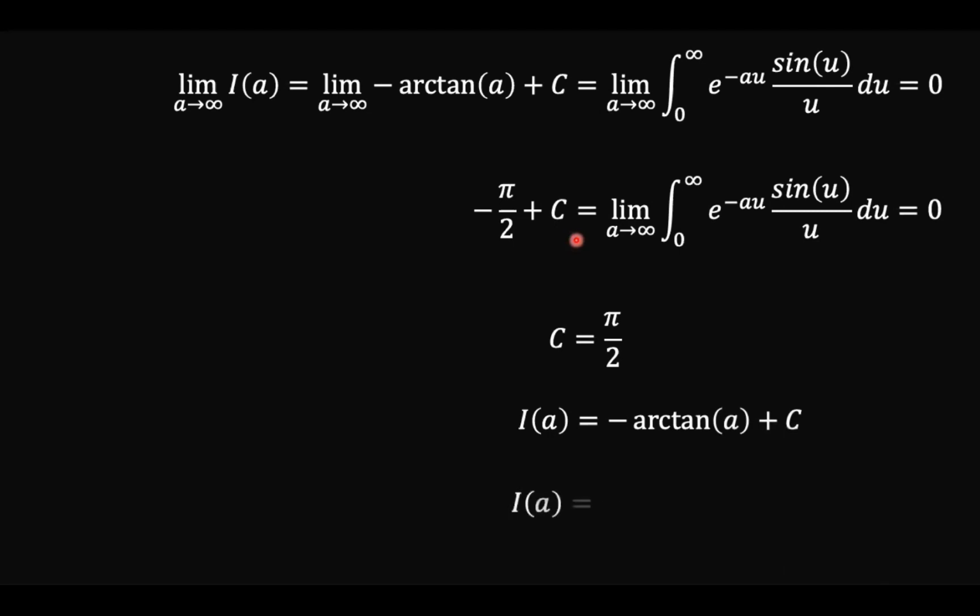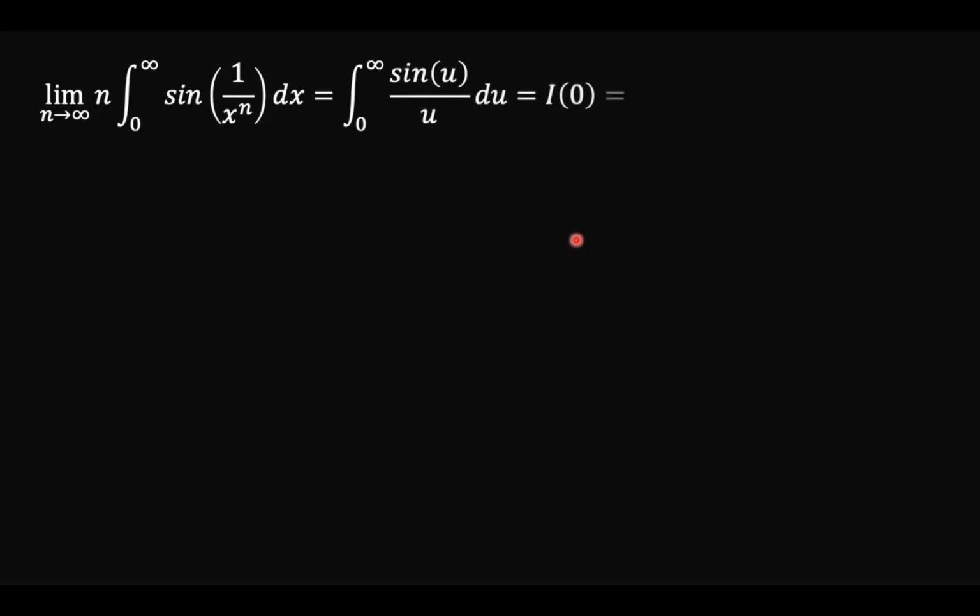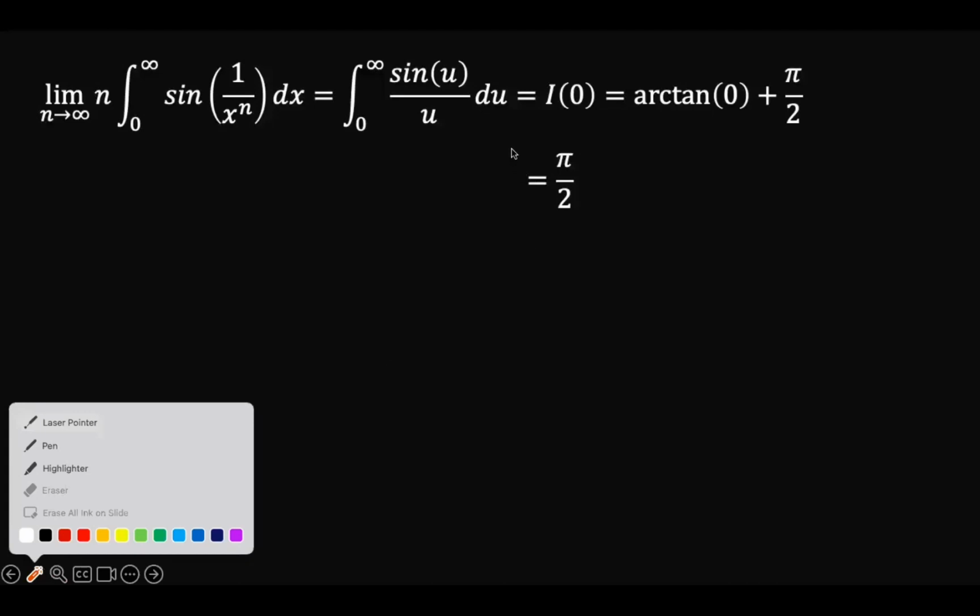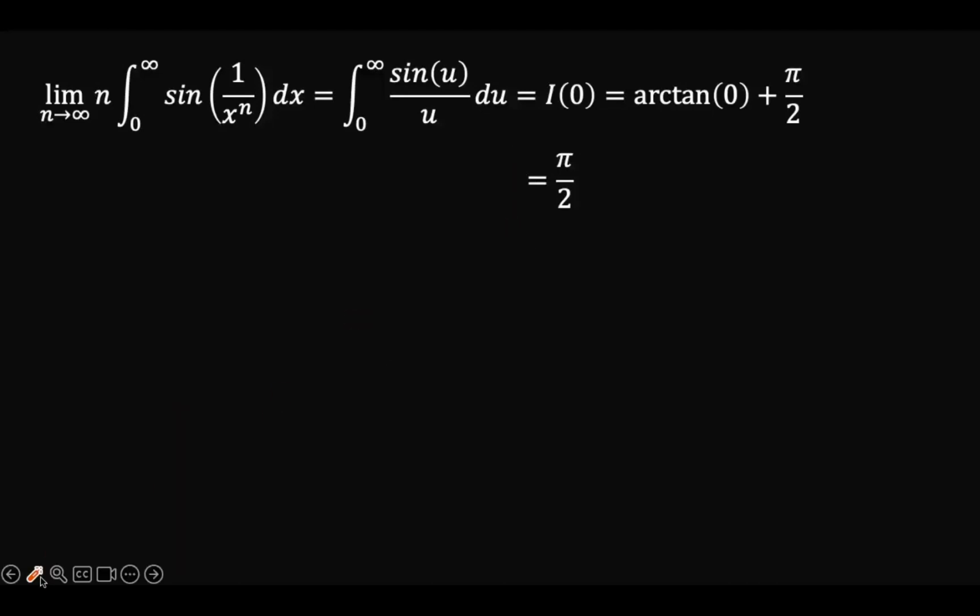Now, our original integration is the integration of sine u over u from 0 to infinity, and that's the same as I(0). So our answer is pi over 2 minus the arctangent of 0, and arctangent of 0 is 0, so we have pi over 2. And this is our final answer, which was a very interesting problem.